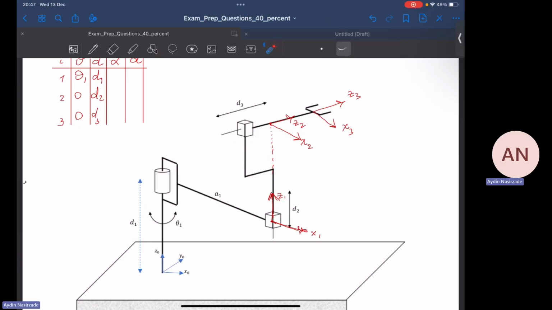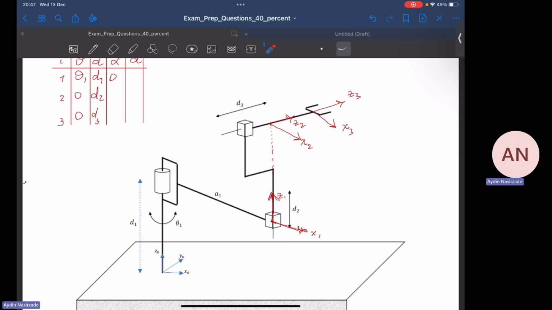Let's move on to the next parameter, which is alpha 1. The question for alpha 1 is: around this axis x1, how much do I have to rotate z0 so that it can align with z1? As you can see, they are already aligned. They are parallel to each other no matter what you do, all the time. So there is no need for any rotation: 0 degrees for alpha 1. Next one, alpha 2.